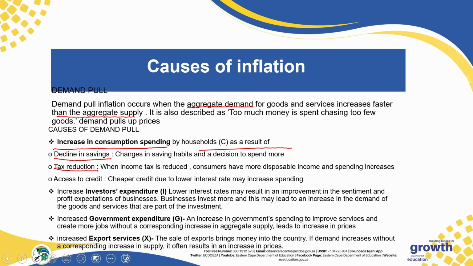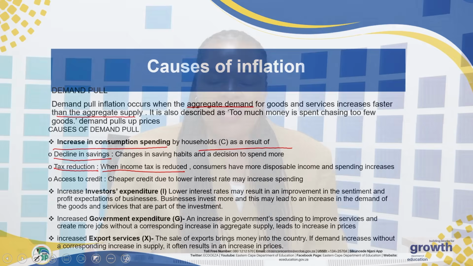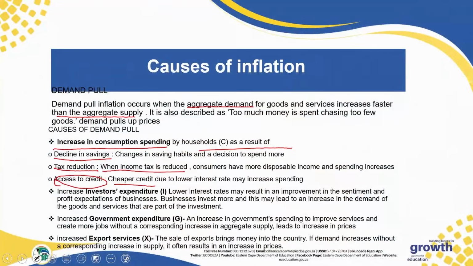Another thing is that when tax rates are reduced, for instance when income tax is reduced, consumers have more disposable income and may demand more goods and services. Spending increases, and that leads to demand-pull inflation. Easy access to credit also matters. Cheaper credit due to lower interest rates may stimulate spending and therefore cause demand-pull inflation.